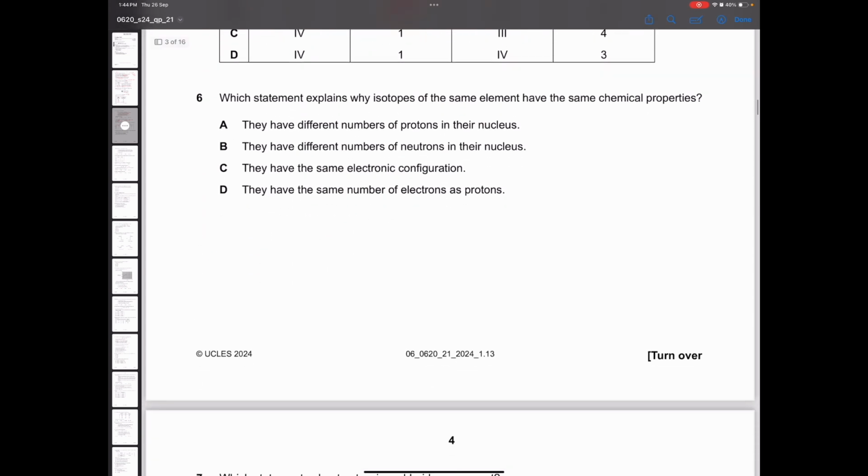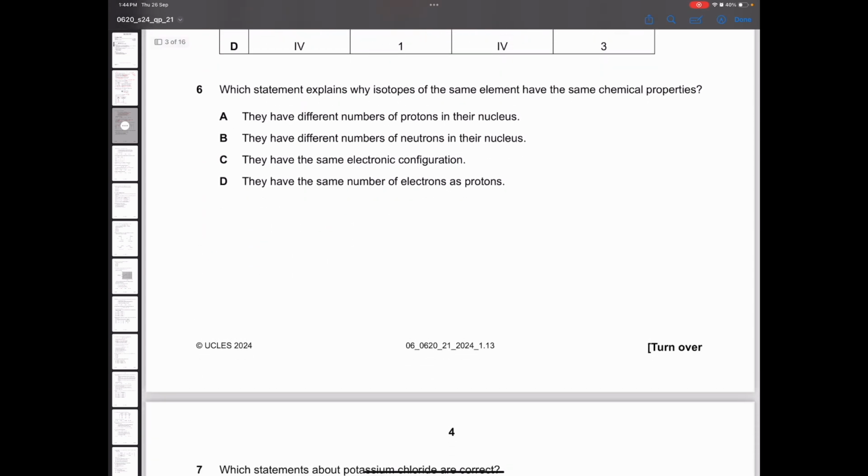Next question. This question has been repeated multiple times. Why do isotopes have the same chemical properties? There is only one reason to it: because they have the same electronic configuration. Electronic configuration determines the chemical properties. That is why C is the correct one.